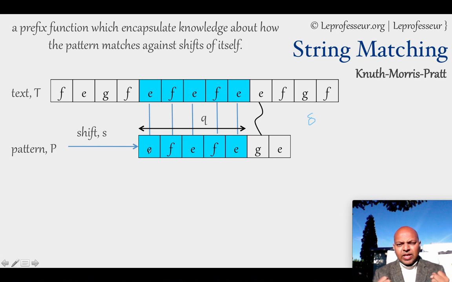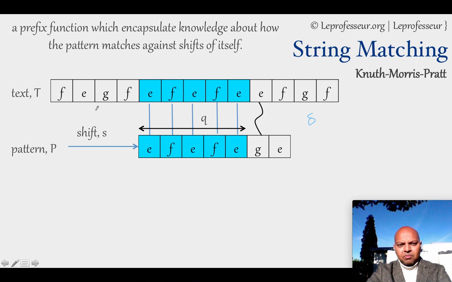If we can make use of that key information, the pattern has certain characteristics: EF is repeating itself, EF. So we can make use of that knowledge associated with the pattern to reduce the comparisons, or to reduce the number of transitions if we talk about the transition function table. That's the basic idea, and here we are talking in terms of a prefix function, a prefix function which encapsulates knowledge about how the pattern matches with itself.